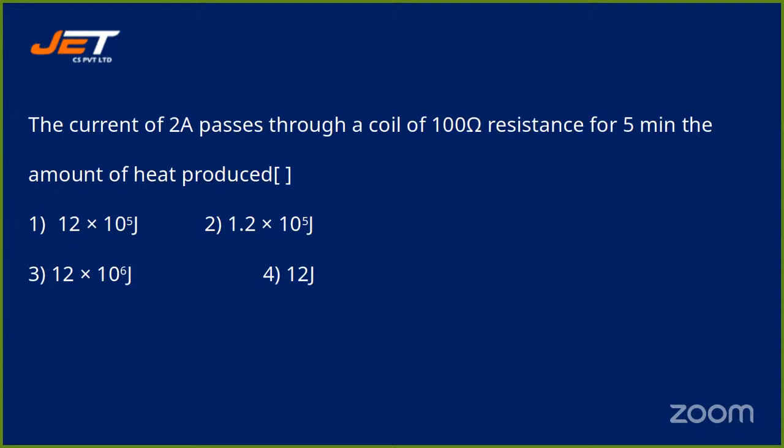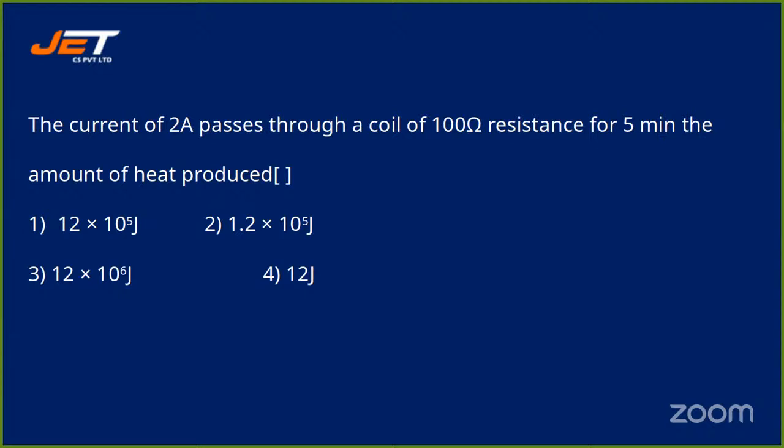Next, a current of 2 ampere passes through a coil of 100 ohms resistance for 5 minutes. The amount of heat produced is? This also we have done in the previous one. So what is the formula? H is equal to I square R T. What is I here? 2 amperes. What is R here? 100 ohms. What is T? 5 minutes.